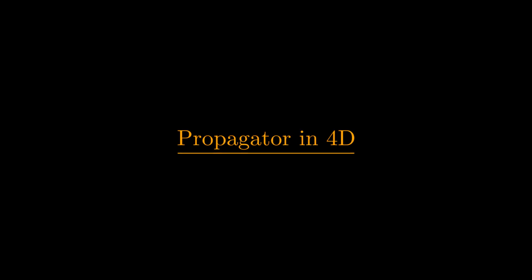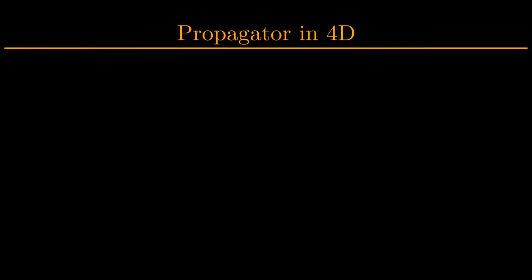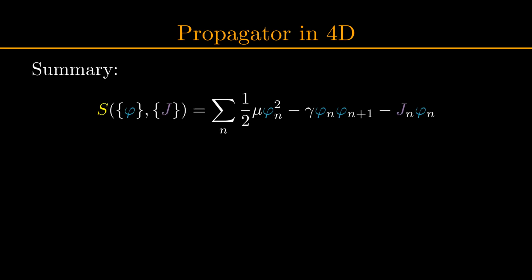As promised, I want to end this video by upgrading the propagator from 1 dimension to the 4 dimensions of spacetime. The steps are very similar to what we have done up till now, so I will only present a summary of how it's done. Let's start by adding 3 dimensions to our 1-dimensional discrete action from before.